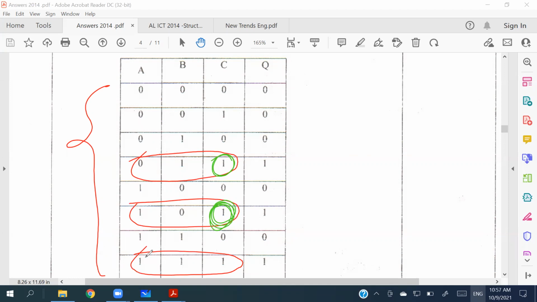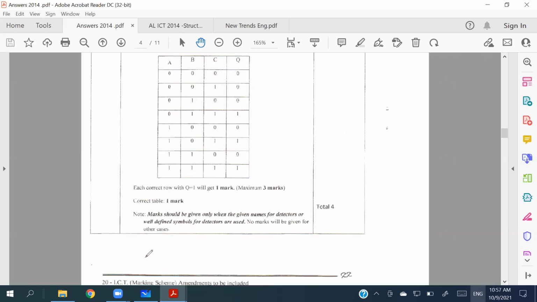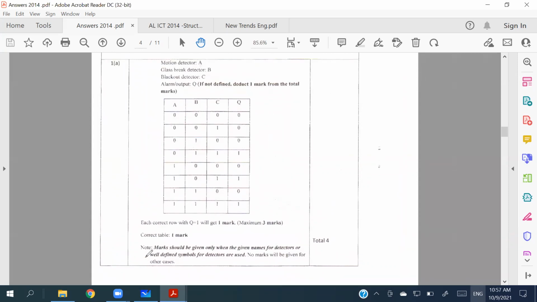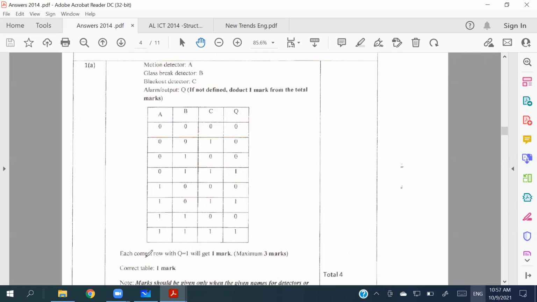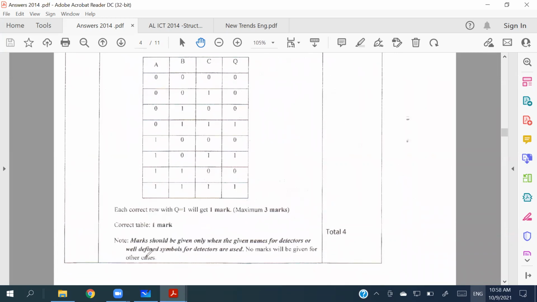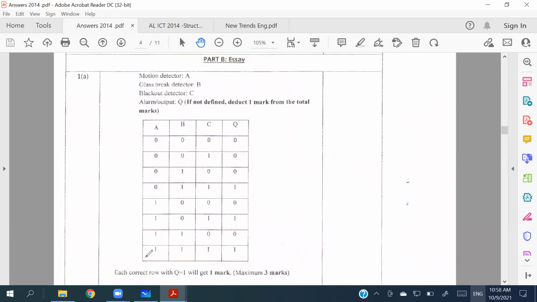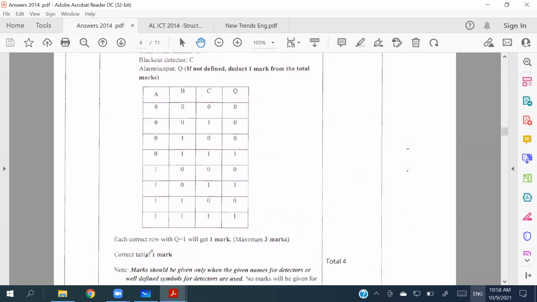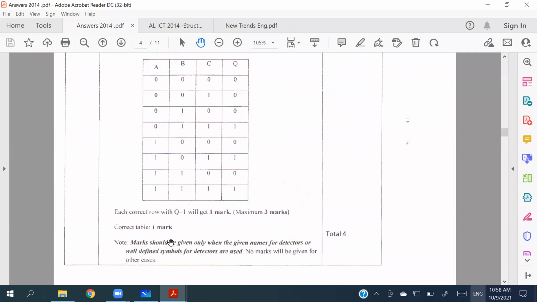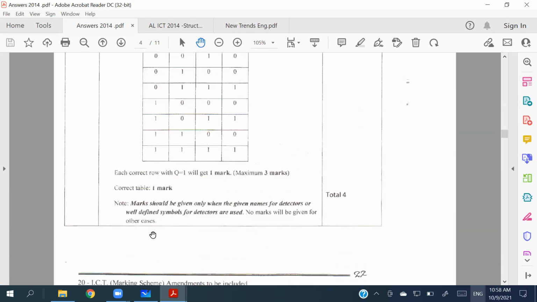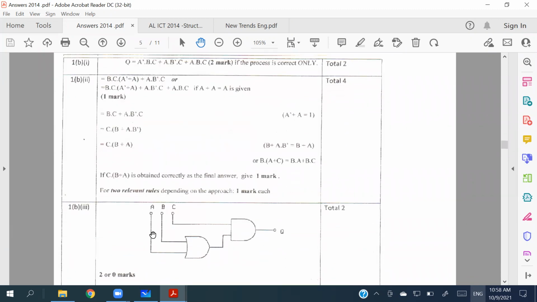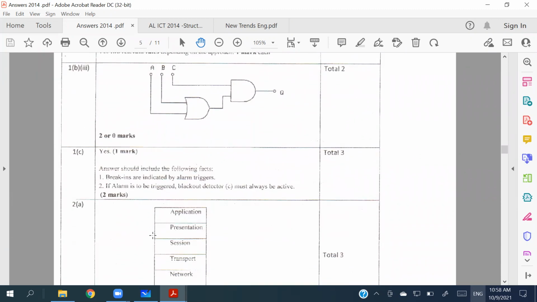So if you got this correctly, you can have 4 marks altogether. So 3 marks for the truth table, and 1 mark for the correct, hold on, how they have said, each correct row with Q equals 1 will get 1 mark, correct table 1 mark. So altogether 4. Do they give separately here too? They haven't said so.